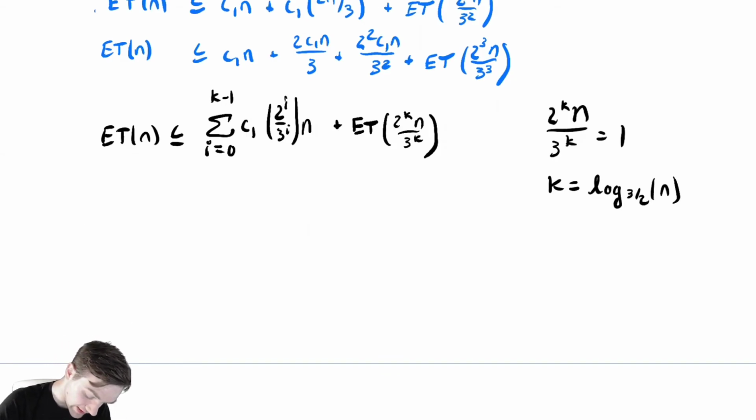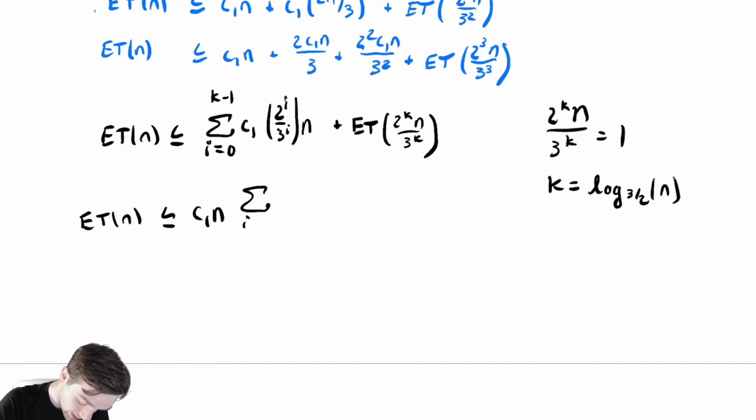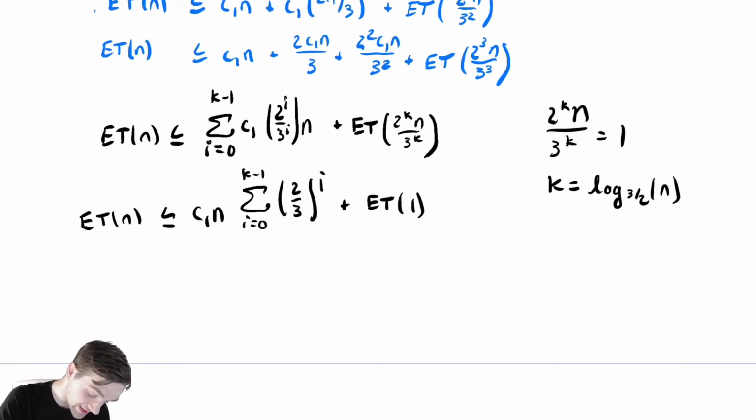Now, let's plug that in, and we have E[T(n)] is less than or equal to, factor out that c1n. We're left with the sum from i equals 0, and I'm going to leave that as k minus 1 for now. And the inside I can write as (2/3) to the i plus E[T(1)]. E[T(1)] is just a constant.